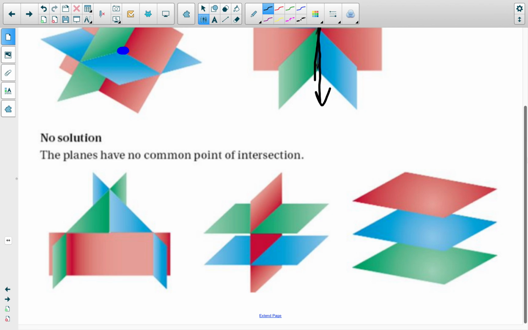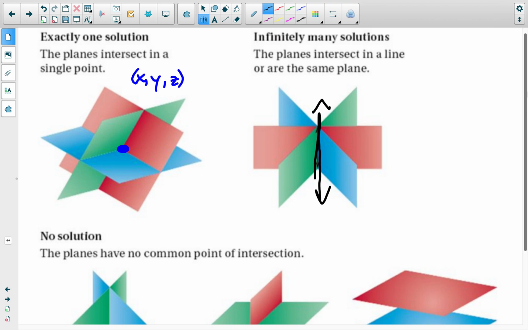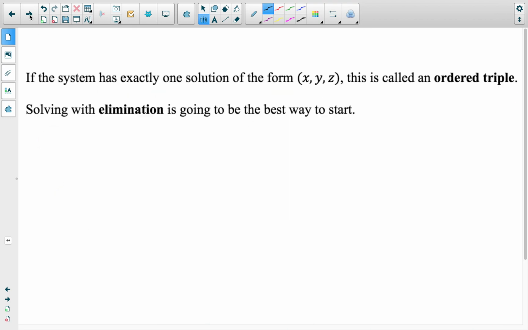And then there's also all sorts of possibilities where there's no spot that those 3 planes intersect, meaning there would be no solution. So kind of a similar idea: we have one solution, infinitely many solutions, or no solutions. But geometrically, they look a little bit different because we are in 3 dimensions. If a system has exactly one solution of the form x comma y comma z, this is called an ordered triple. It's kind of like the ordered pairs we've seen, which are x comma y. So an ordered triple is x comma y comma z.